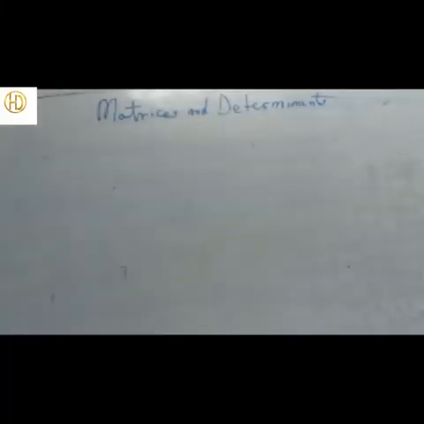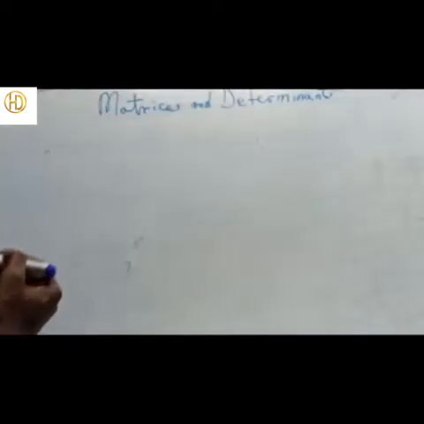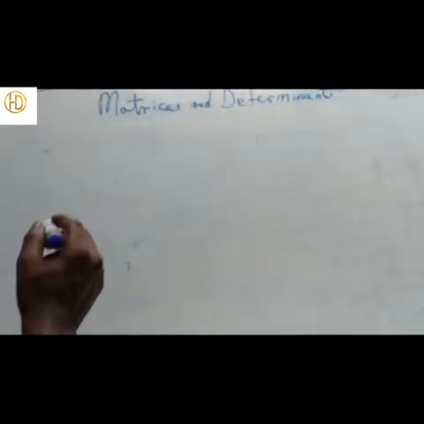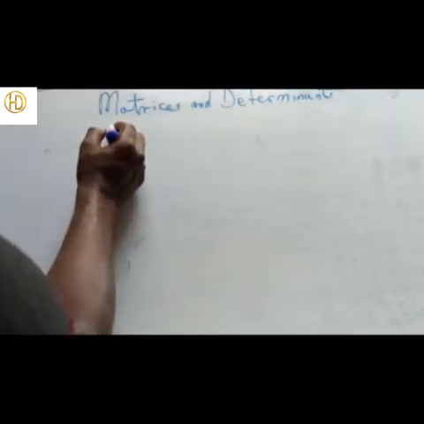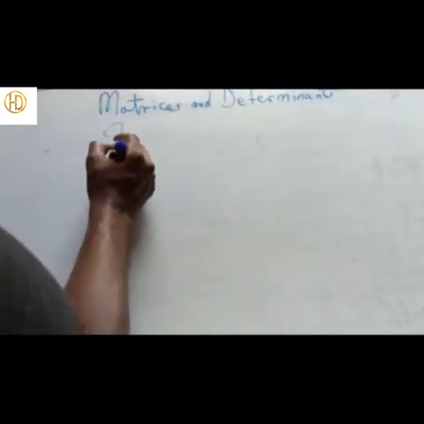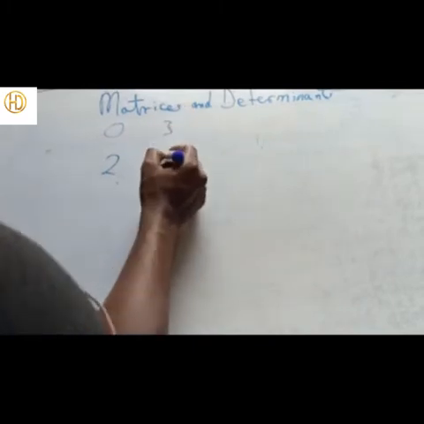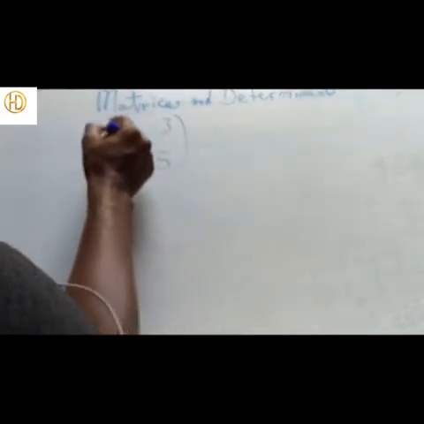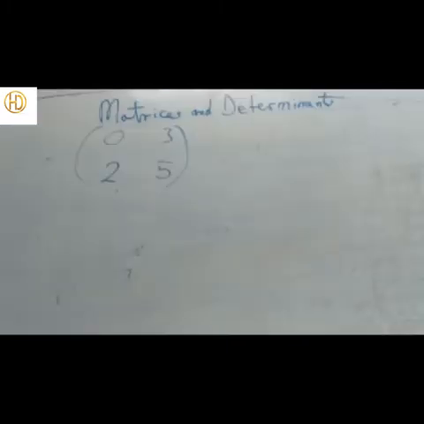Today, in mathematics, we're looking at matrices and determinants. Matrices can come in different forms. For example, here we have a 2 by 2 matrix.